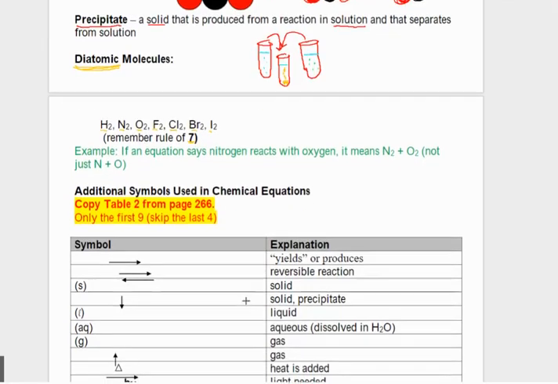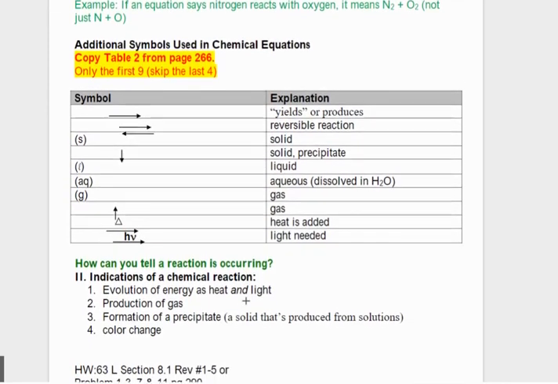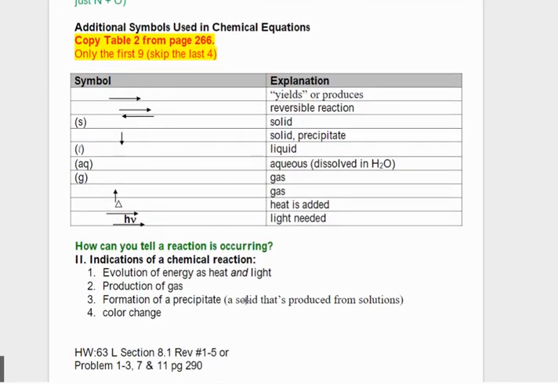All right, some symbols that we use in our chemical equations. The arrow, okay, so just a single simple arrow. It's down a little bit low, but it just looks like this. It's used to show yields or produces, or sometimes we say makes. So up above we said hydrogen plus oxygen makes water.